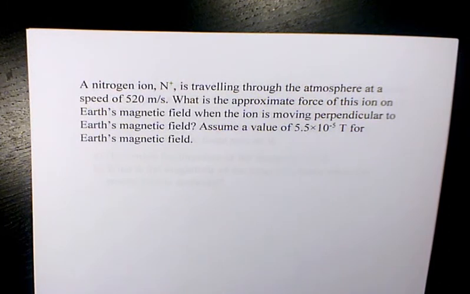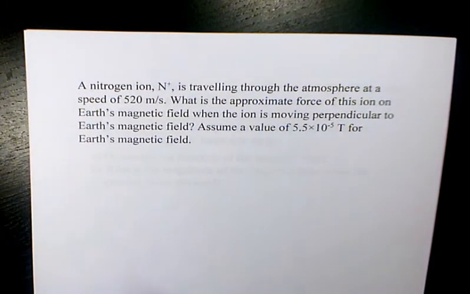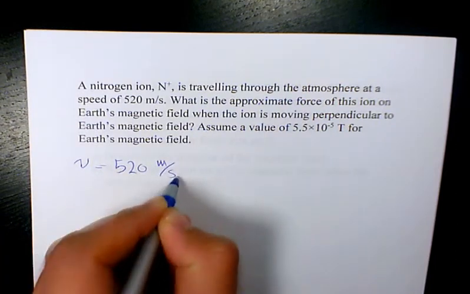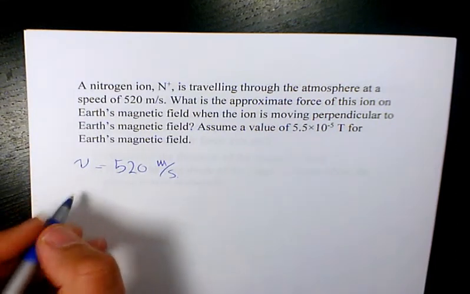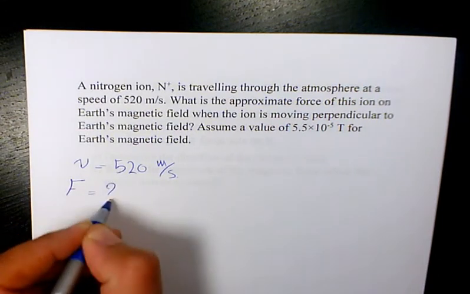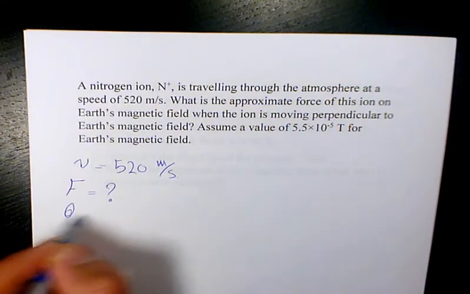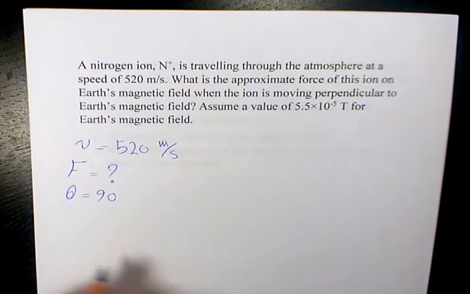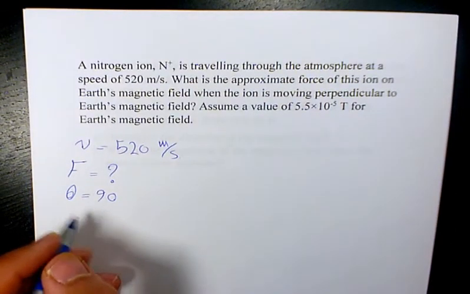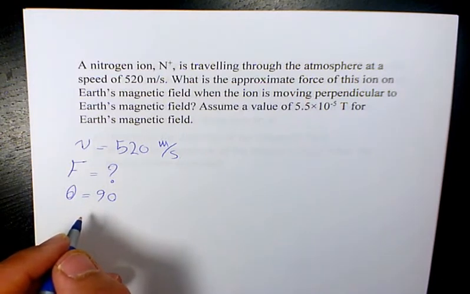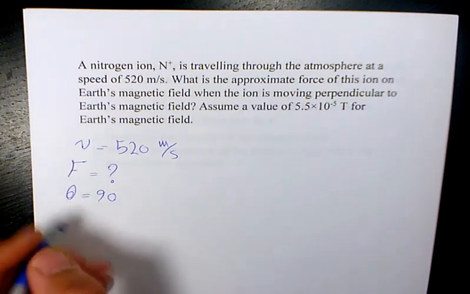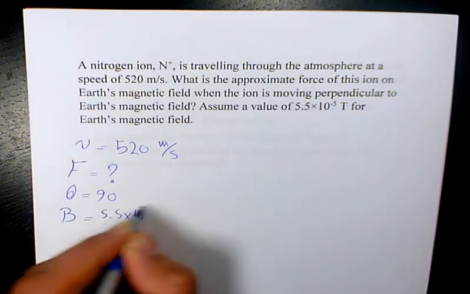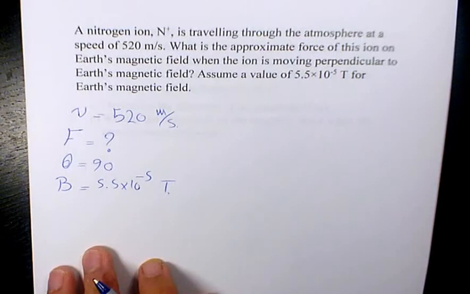A nitrogen ion is traveling through an atmosphere at a speed of 520 meters per second. What is the approximate force on this ion on Earth's magnetic field when the ion is moving perpendicular, so theta is 90, perpendicular to Earth's magnetic field? Assume a value of 5.5 times 10 to the power of negative 5 Tesla for Earth's magnetic field. So B is 5.5 times 10 to the power of negative 5 Tesla.